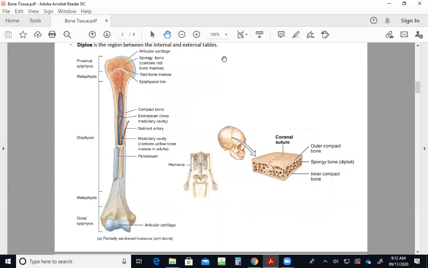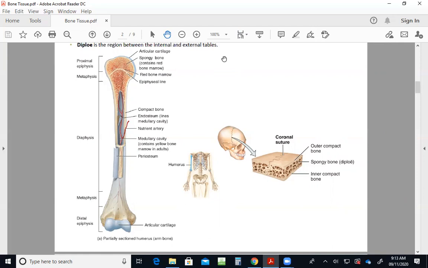There are three distinct parts to a long bone. The shaft, which is known as the diaphysis, and then two bulbous, fat ends, which a lot of times have special features because this is where you're going to form joints. Like up here at the top, the proximal epiphysis would be where the shoulder would be. The distal epiphysis would be down where the elbow is. The epiphyses are the fancy way to describe those bulbous ends.